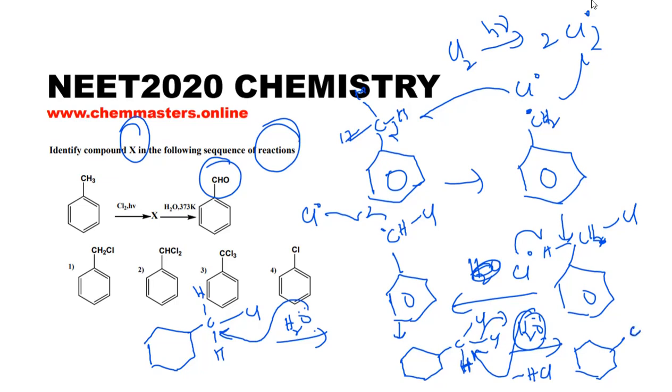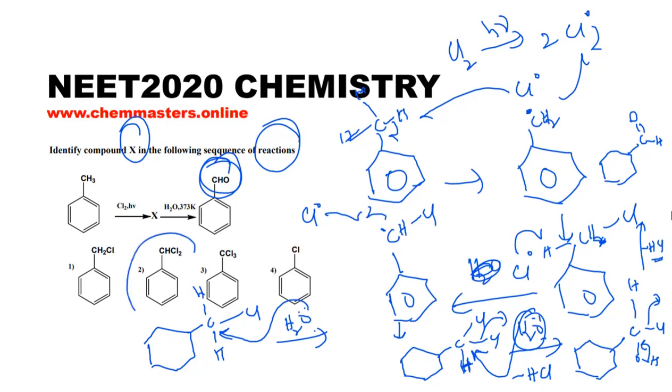Now here you will have OH and chlorine, and here is the hydrogen. In the next step, loss of HCl takes place, dehydrohalogenation takes place, and then here is the product, that is, aldehyde is produced, which is given here. So the intermediate X must be the second option only. So to produce aldehyde, it must be CHCl2. You can understand by just looking at these mechanisms.